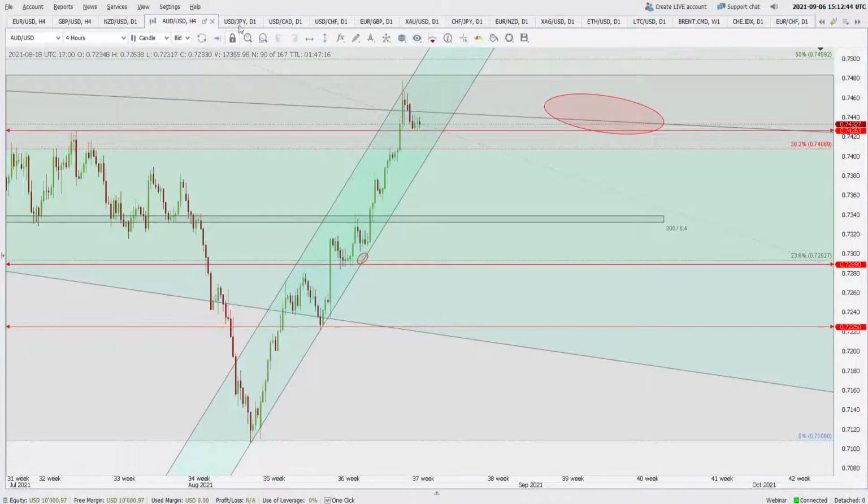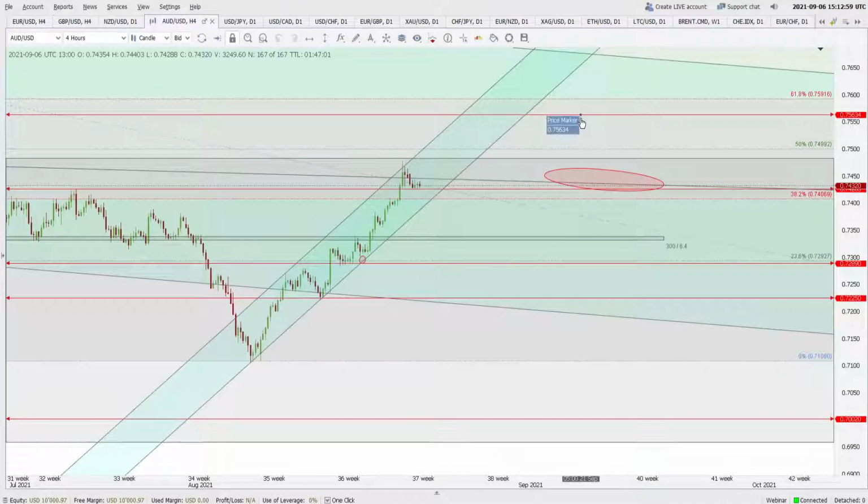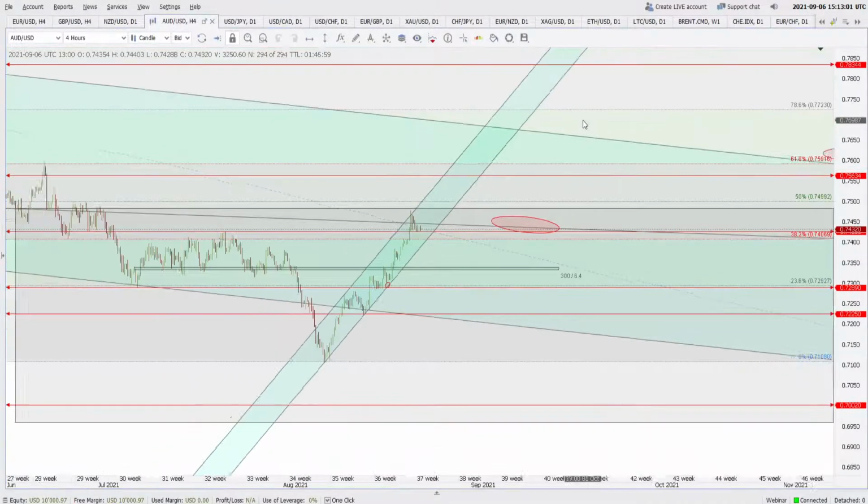Alright, in Australian dollar, if we break through 0.7426 to the downside, then we will have the next level of support around 0.7340 levels. On the higher side, if we break through this resistance, then 0.7563 will be the next resistance for the price.